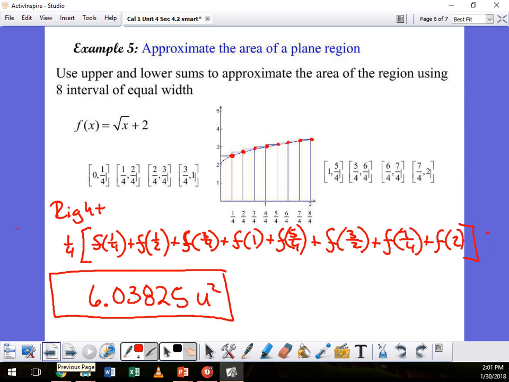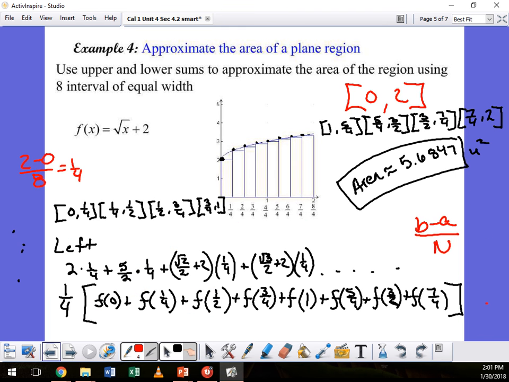Let's go back and look. 5.88. Here's my over, right? Here's the over. And this one is my under.